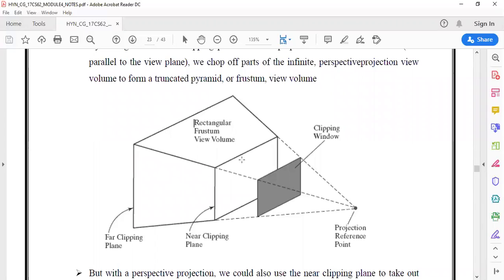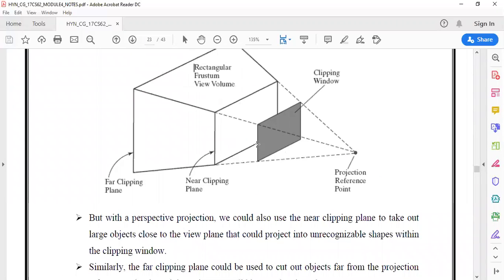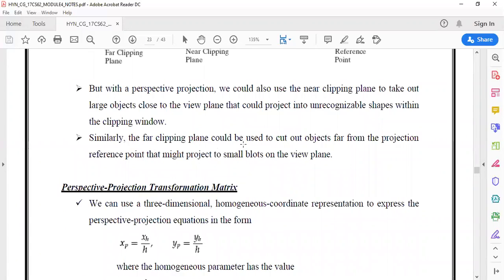Since the perspective projection forms the cone of vision, this cone of vision produces a truncated rectangular pyramid, which is called the frustum. This is called the view volume. This frustum has two planes, the near clipping plane and the far clipping plane. The clipping plane which is near to the clipping window is the near one, and the one which is far from the clipping window is the far one. The larger objects can be displayed on the near clipping plane and the small objects can be displayed on the far clipping plane.